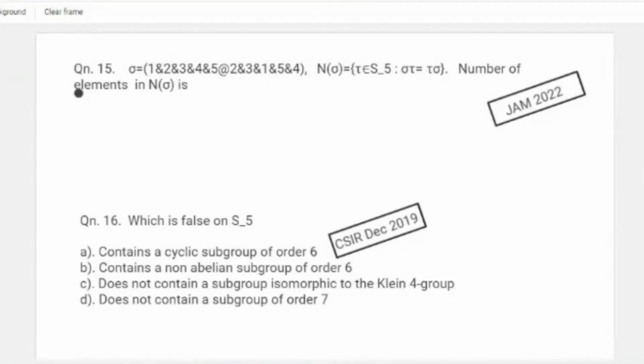Okay, so I hope that idea is clear. There is another relation of the same nature. The sigma I have given is 1, 2, 3, 4, 5 going to 2, 3, 1, 5, 4. This is sigma. And what is N(sigma)? Those elements in S5 which commute with sigma, the set of all tau in S5 such that sigma tau equals tau sigma. This is the question.